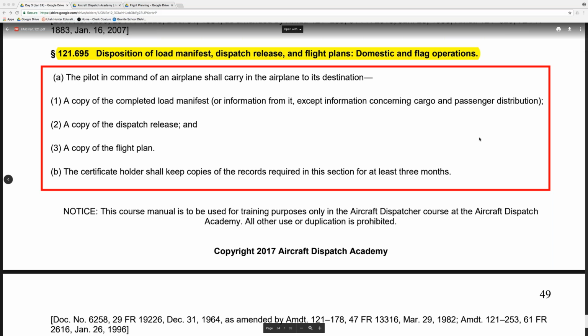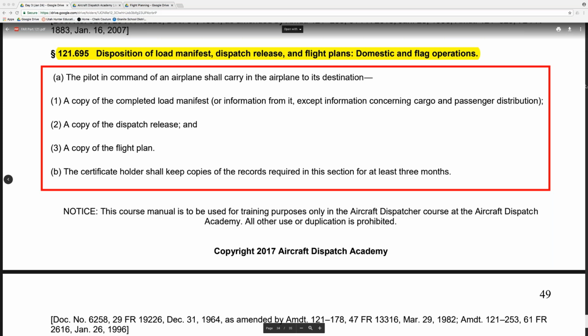Yep. All right. Disposition of load, manifest, dispatch release, and flight plans, domestic and flag operations. A, the pilot in command of an airplane shall carry in the airplane to its destination, 1, a copy of the completed load manifest or information from it, except information concerning cargo and passenger distribution, 2, a copy of the dispatch release, and 3, a copy of the flight plan, and B, the certificate holder shall keep copies of the records required in this section for at least 3 months. Okay.